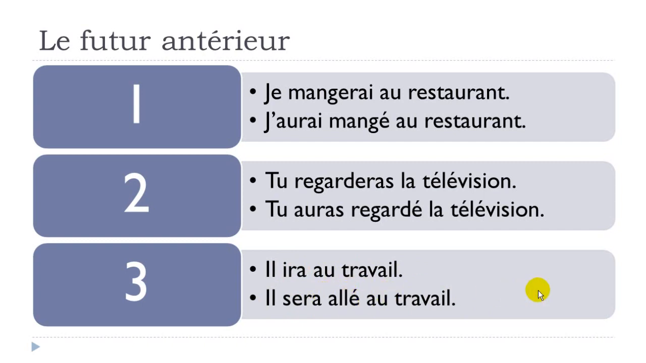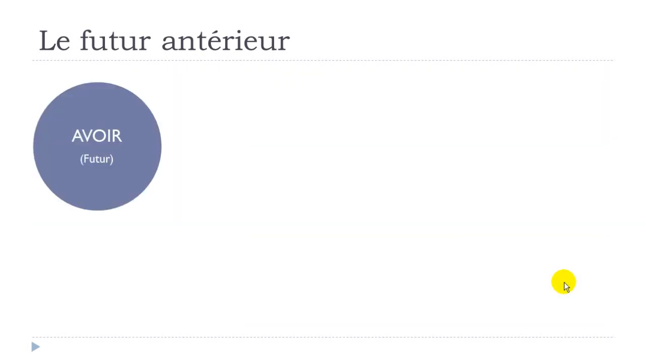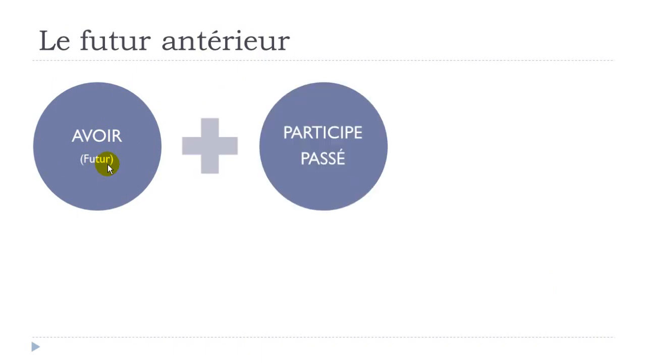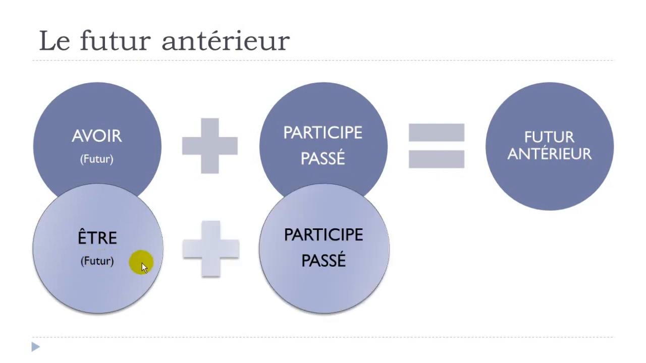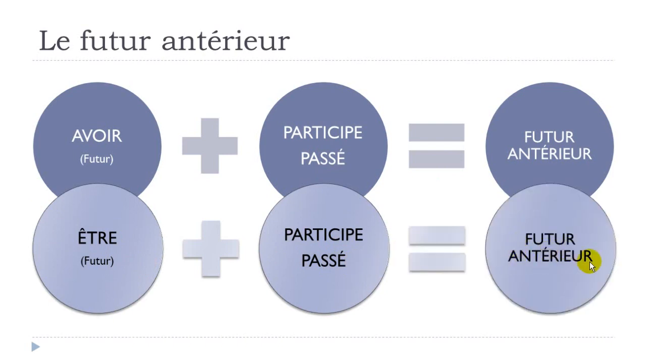Okay, so what can we deduce? Here we've got avoir, participe passé, avoir, participe passé, être, participe passé. So the rule is like that in most of the cases. If you want to construct this futur antérieur form, first you will have for most of the verbs avoir, and it should be at the future form, and then the participe passé form, and you will get your futur antérieur. In some cases, you will have to use être at the future form, then your participe passé form, and you will get the futur antérieur form.